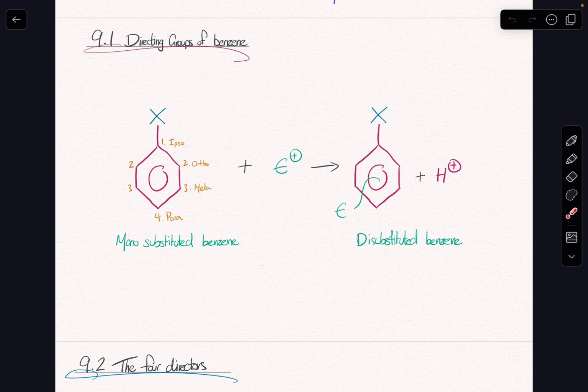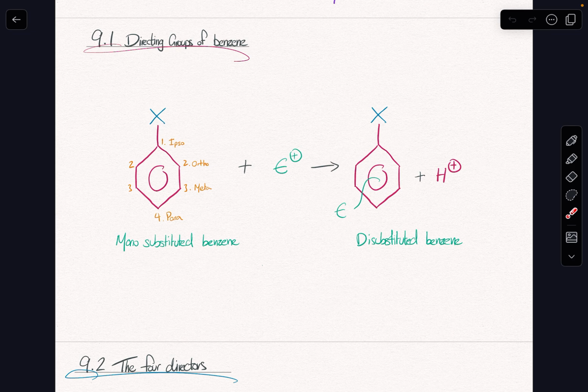That could be about half a page. You have a diagram and have a look there. If you want to know more, I would have a look into searching directing groups of benzene, and then I would use the keywords ortho, meta, and para. You don't really see ipso very often, so don't worry too much about it. Well, ortho, para, ortho, meta, and para substituted.